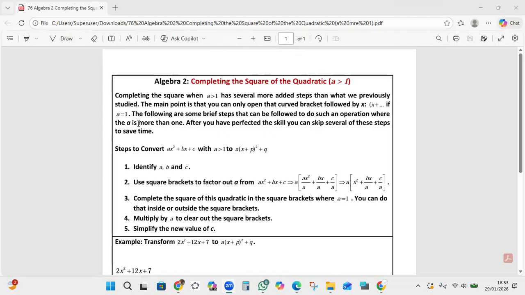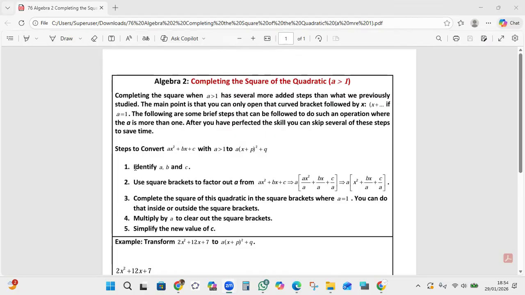Now it continues to say the following are some brief steps that can be followed to do such an operation where the value of a is more than 1. After you have perfected the skill, you can skip several of these steps to save time. So let's check out the steps. Steps to convert ax squared plus bx plus c, with a greater than 1, to a outside of (x plus p) all squared plus q.